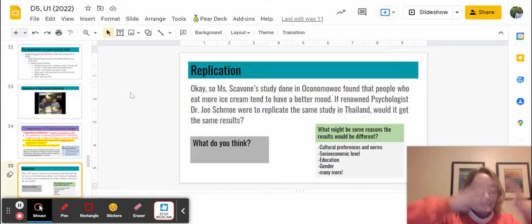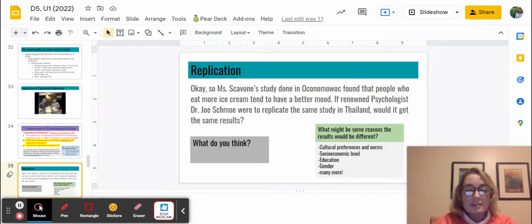So like I said, the whole point of this is so we can replicate our research. And I said, I don't want any medicine or vaccine or whatever that has not been replicated multiple times on different populations. So, right, I did a Scavone study in Oconomowoc and found that people who eat more ice cream tend to have a better mood. If renowned psychologist Dr. Joe Schmo were to replicate the study in Thailand, would it get the same results?